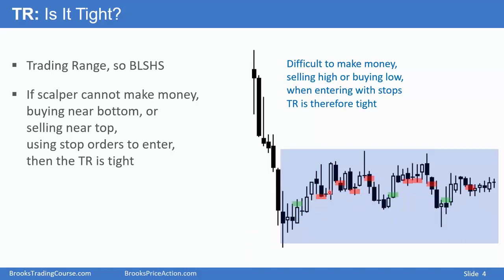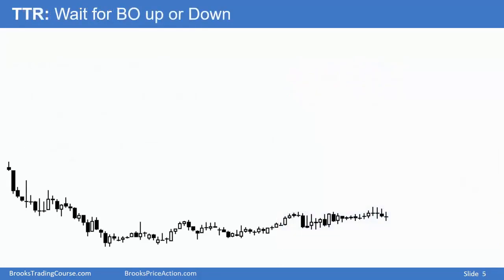Here are examples. Lots of entry setups, but very few profitable trades. A limit order market, not good for stops, therefore a tight trading range. Same thing here. Rather than trading this and not making any money and taking a lot of trades on every little reversal, it's better to wait for a breakout up or down before trading again.